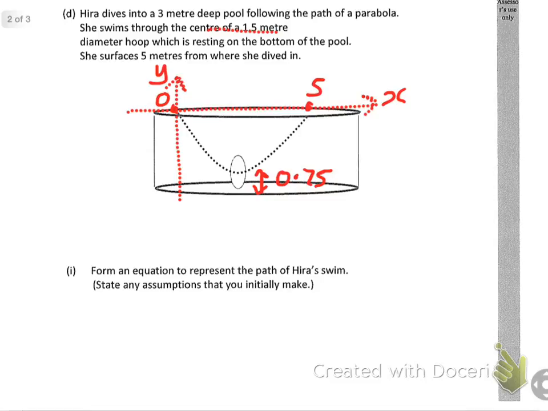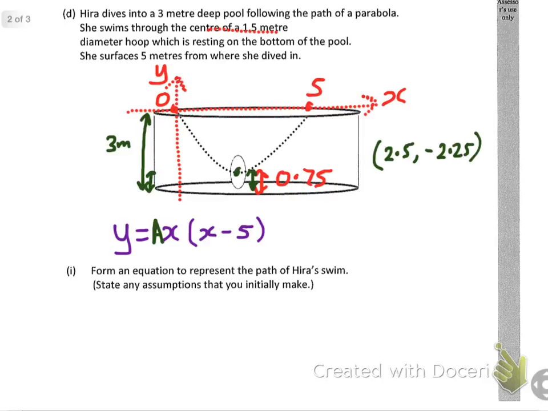So she surfaces at 5 meters. So using the intercept points, y equals a times x plus 0 and x minus 5, but we don't know whether it's out 1, up 1, so we better put a letter there for the scale factor, the letter A, and we'll use the coordinates of the vertex to find out what A is. Now if it's 3 meters deep and you've gone back up 0.75, then it must be 2.25 meters deep.